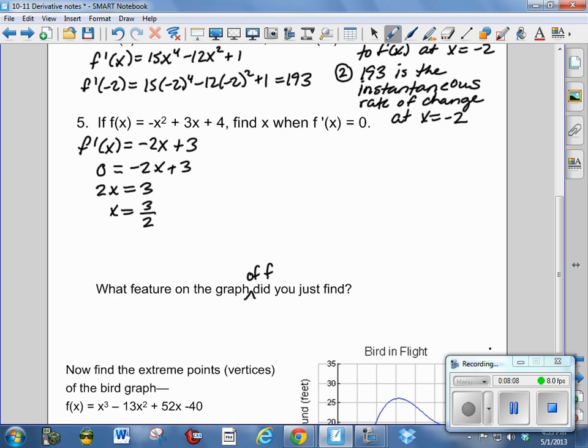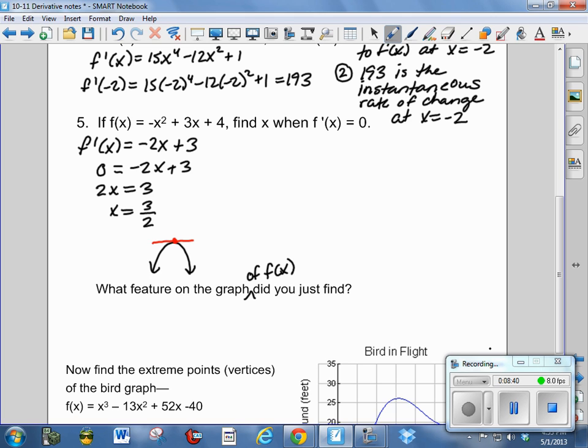So here's my function f of x. Notice it is a parabola. Because it has a negative sign in front of the x squared, it is an upside down parabola. I just set the derivative function equal to 0 and got 3 halves. So what does that 3 halves tell me about this function? Well, hopefully you recognize that it's going to tell me the vertex, because the vertex is where the slope equals 0 and the derivative is the slope of the tangent line. So the tangent line at the vertex has slope 0.